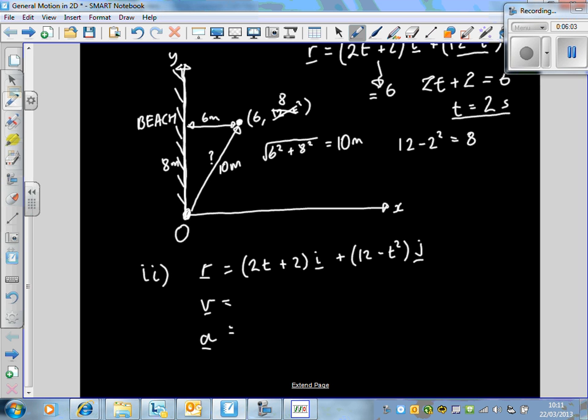Differentiate. For those of you who weren't here yesterday, to get from the distance to the velocity, we just differentiate. To get from velocity to acceleration, we also differentiate. So we've got vectors, but we differentiate each one separately. 2t plus 2, how does that differentiate? 2, so 2i. 12 minus t squared, how does that differentiate? Minus 2t, so minus 2t j.